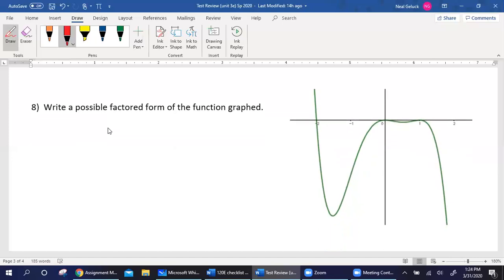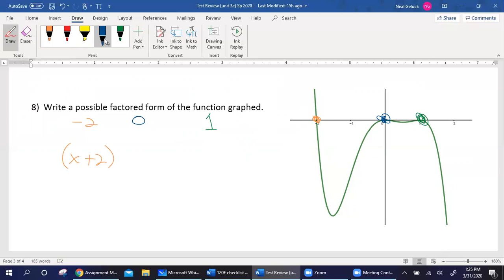For number 8, we're back to looking at polynomial stuff. We're going to write a possible factored form for this function. So let's take a look at what my zeros are. -2 is a 0. 0 is a 0. And 1 is a 0. So since -2 is a 0, the factor is x minus -2, which would be x plus 2. Since 0 is a 0, the factor must be x.